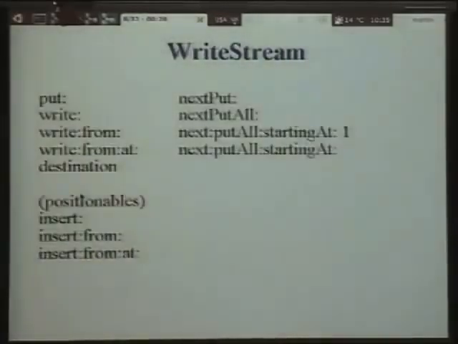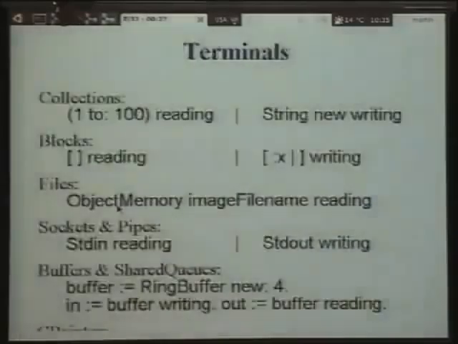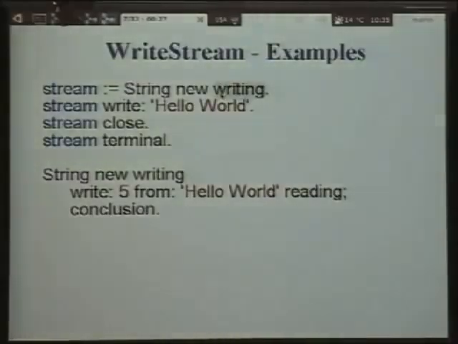So let's move forward. WriteStream is also basically straightforward. We have methods called put for writing a single element and write variations to write collections of elements. We also added insert, which is often useful, so you can insert into a stream at the current position, but this operation is really only interesting for positionable streams. On non-positionable streams, inserting at the end of the stream is equivalent to using write. So a few examples here. We create streams by saying writing to a terminal, so String new writing gives us a stream. We can write a string into it.